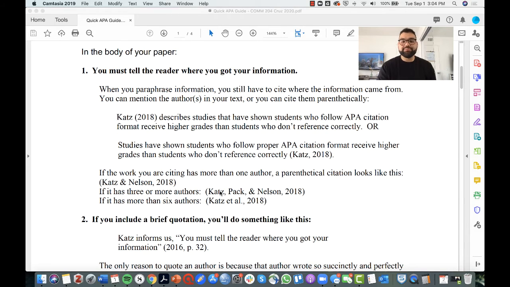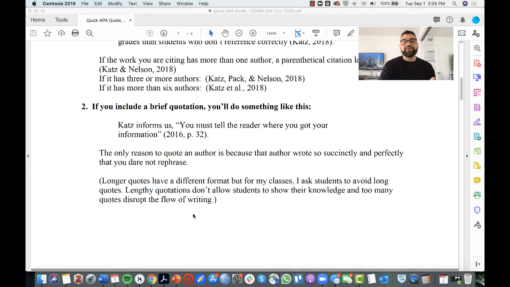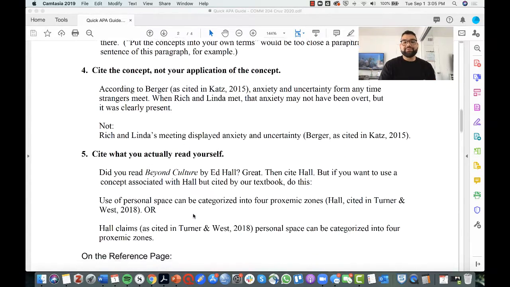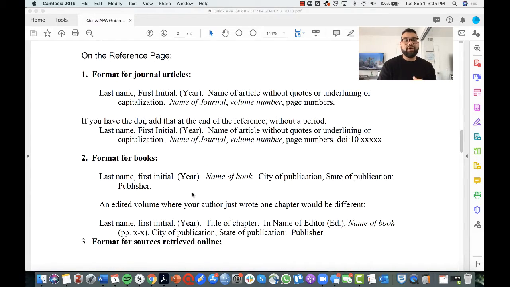If the article or the paper you're reading and you're citing has more than 3 different authors, you list their last names and the year. Here's examples on how to include a brief quotation, examples on paraphrasing, and lastly, here are examples on the reference page at the end of your outline or a paper you write. This is the way that you reference.